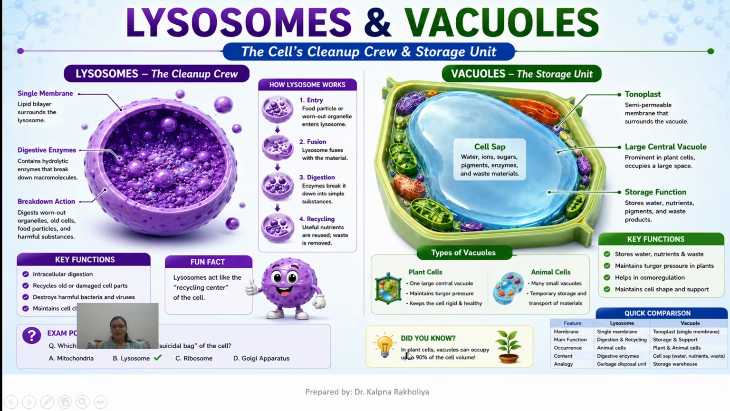So, in the plant cell, vacuoles can occupy up to how many percent? 90% of the cell volume. So here is one important point you have to remember: in the plant cell, vacuoles occupy 90% of the cell volume.